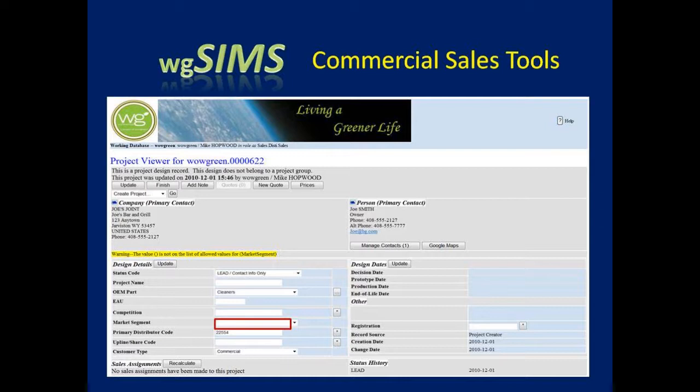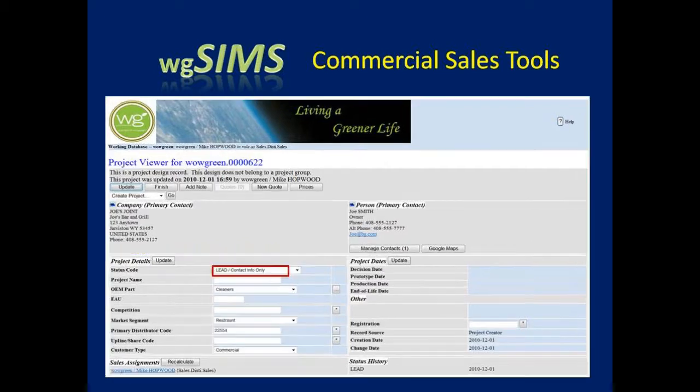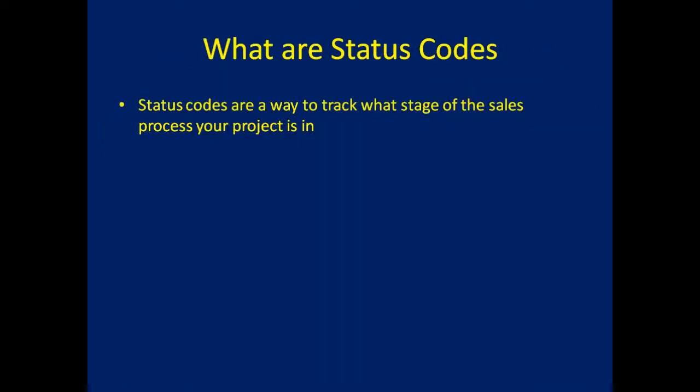So in this case, we have several market segments that have been predefined. In this example, we will select a restaurant market segment. An important information field in the project details is the status code. What is a status code? Well, status codes are a way to track what stage of the sales process you are in at your customer.